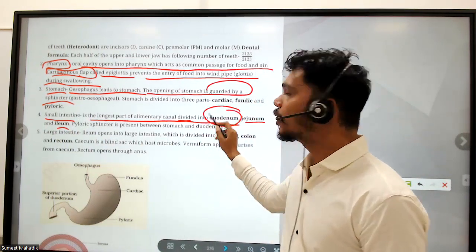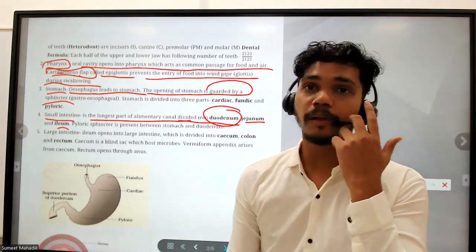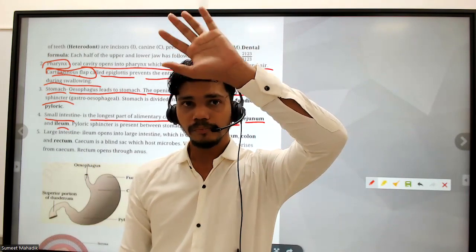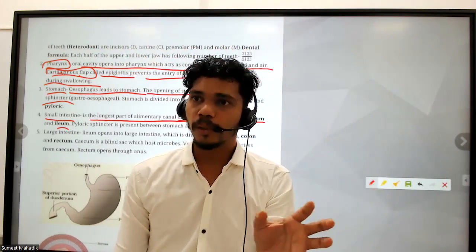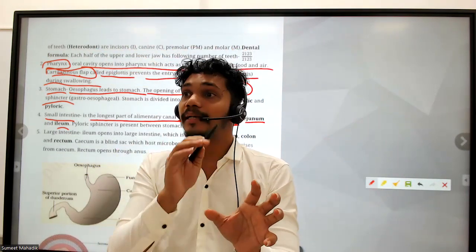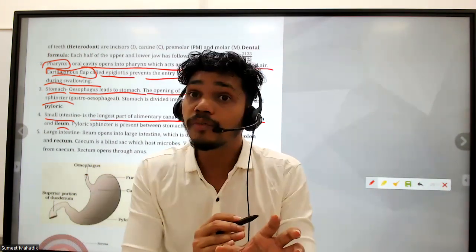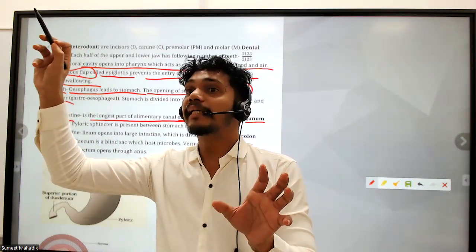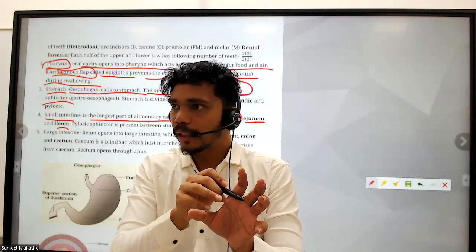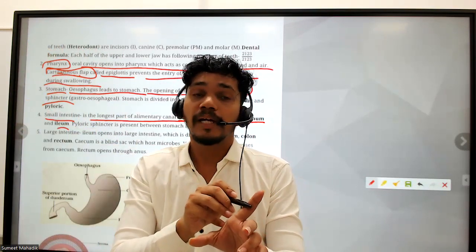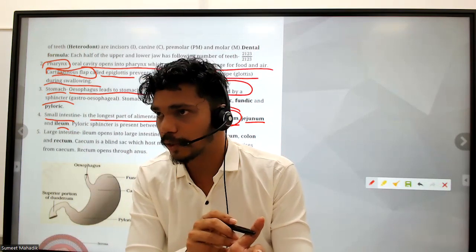The first part, the duodenum, is where whatever is in the stomach comes in. The duodenum part is the area of digestion, because bile is coming from the liver and pancreatic juice is coming to the duodenum part, where we can say emulsification of the fat globules is going to happen.